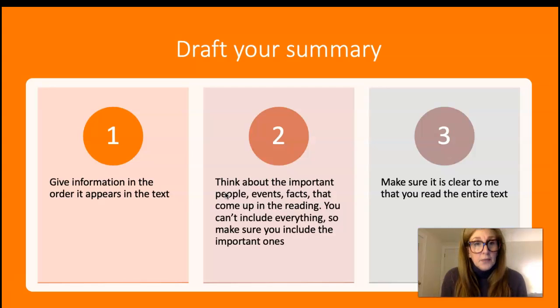Some tips. Give your information in the order it appears in the text. I notice a lot of times students sort of throw information from different parts of the essay or different parts of the video in all kinds of crazy order. But that's not how a summary works. You need to help your reader to understand what this piece was about by giving them the information in the order that it appears. As you do that, you want to think about the important people or events or facts that come up in the reading. Remember, 250 words, you can't include everything, so you want to make sure you include the most important ones.